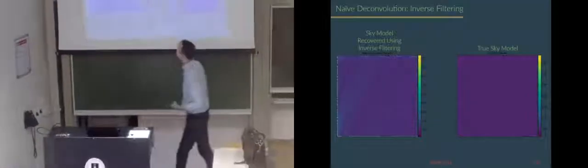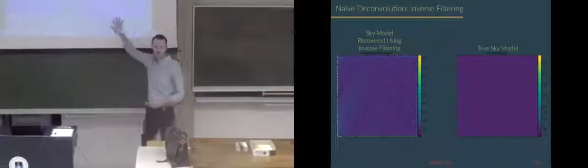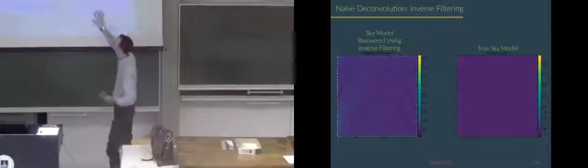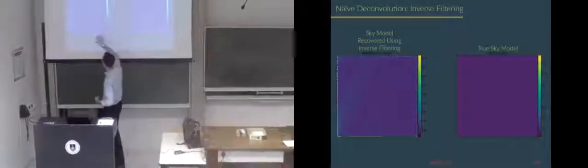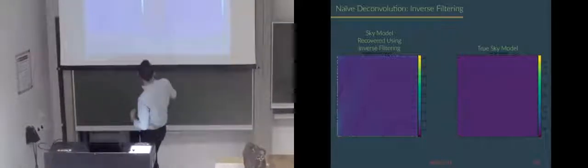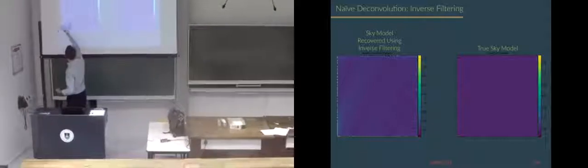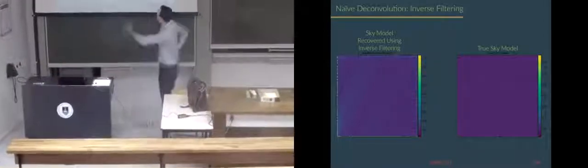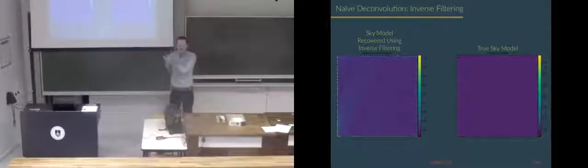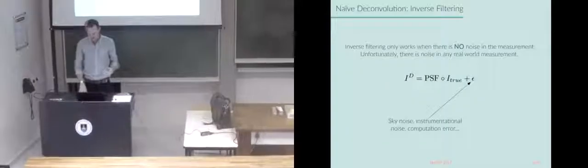This is what happens when you do that. So you start with this true sky model, which we know because of the simulation we're doing. If you go through that inverse filtering process, you produce this image, which basically has nothing in it. There's a few things on the edge, maybe this weird ripple thing going on. Basically, it doesn't reproduce the sky. Turns out inverse filtering is not the solution.